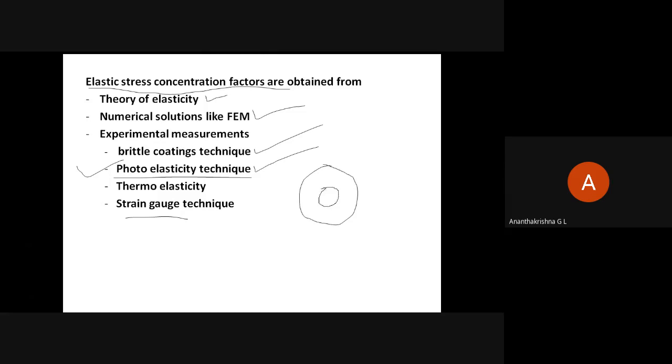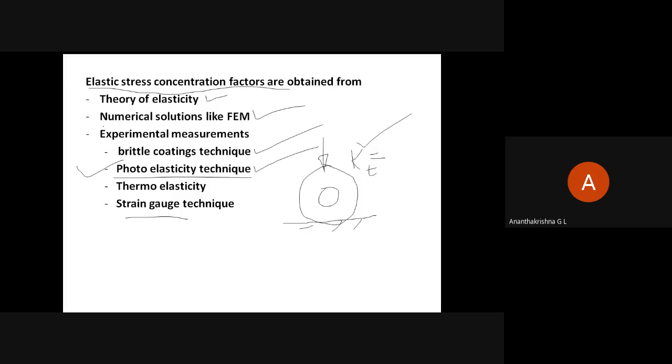It is fixed in the photoelasticity apparatus, load is applied from the top, and we have found out the value of stress concentration factor Kt for this specimen. You remember? Do you remember the photoelastic technique, you have done it or not? We have done, sir. Yes, sir. So that is the photoelasticity technique of finding out stress concentration factor.